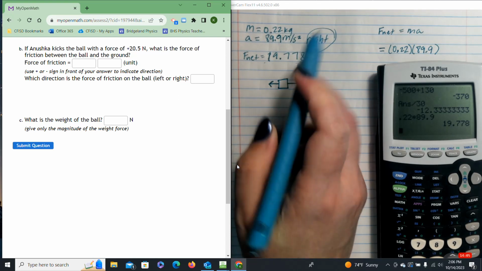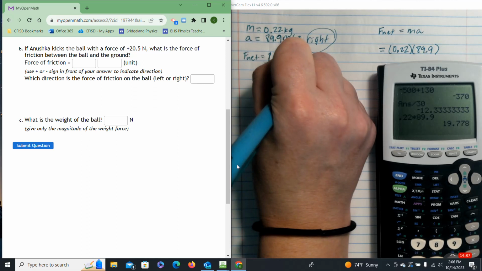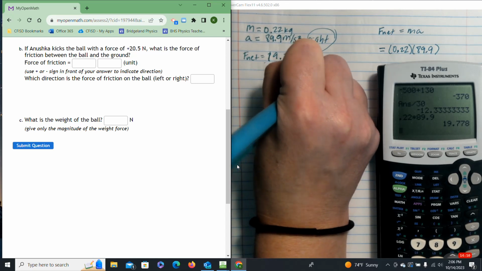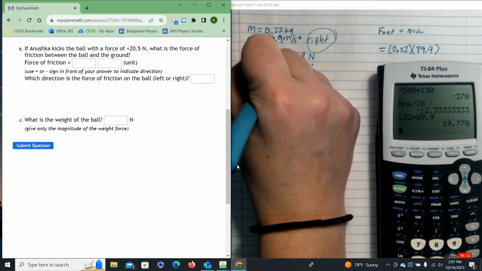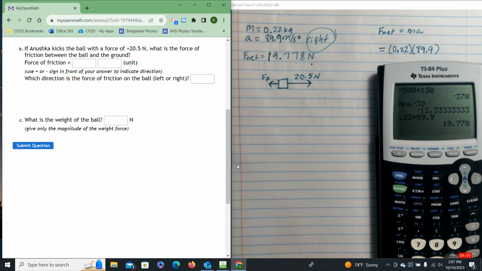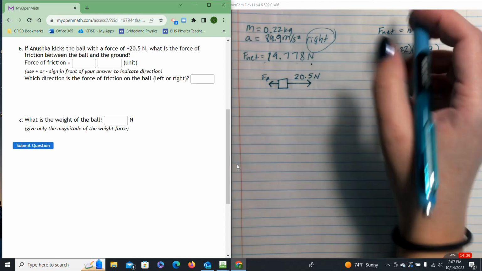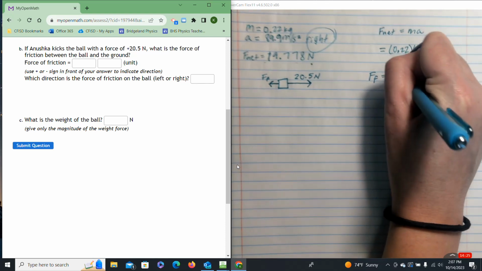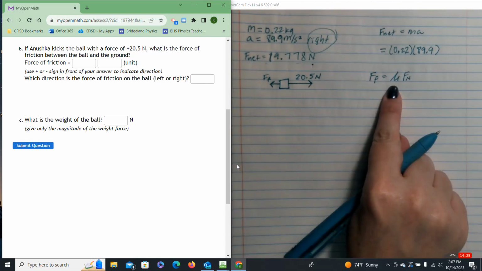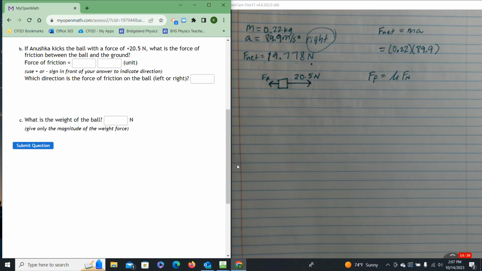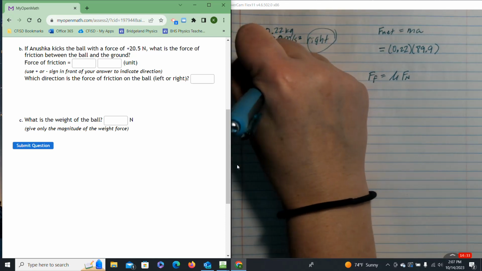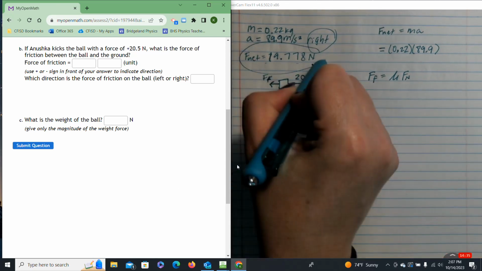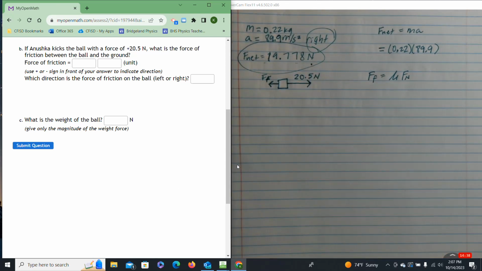Again, makes sense, hopefully. But let's go ahead and label. So she's got 20.5 newtons of force here, and we have some amount of friction here. And that's what we're going to find. And some of you were getting stuck on this because you were looking over at the equations on the board and you were seeing, hey, force of friction is mu times Fn. And you were like, I don't have mu. I can't find force of friction. Yes, you can. You can find force of friction because you know the net force and you know there's only two forces to consider and you know one of them. So of course you can find the third one.